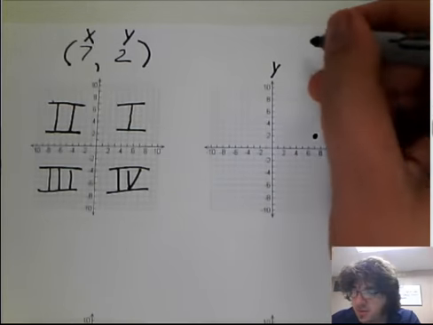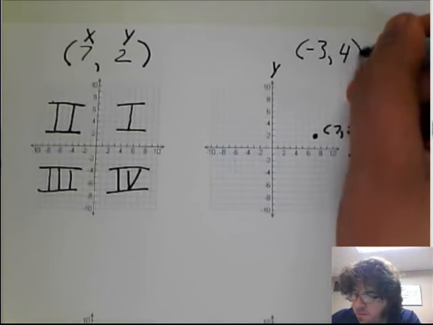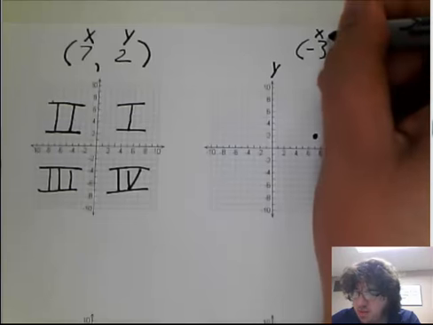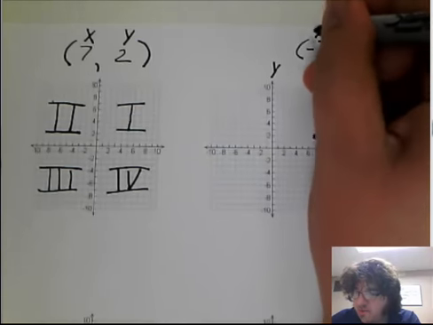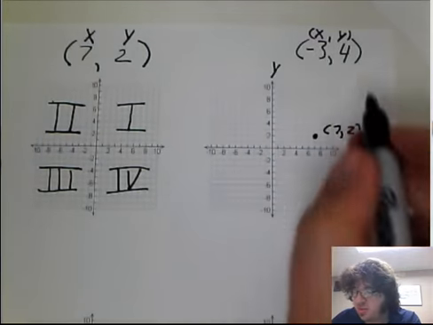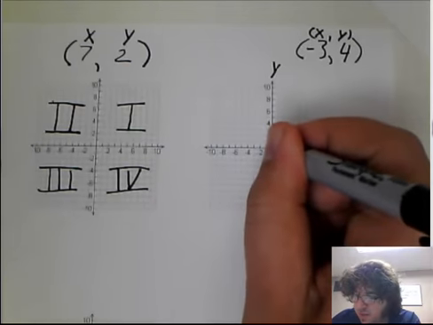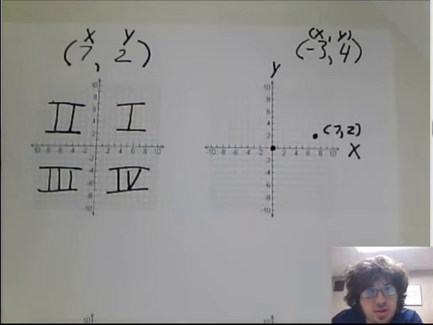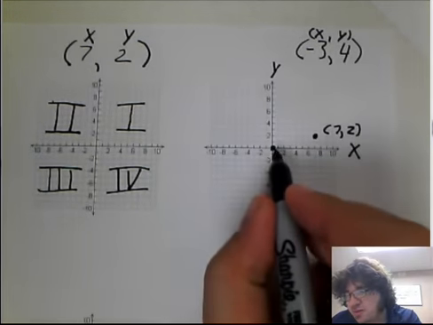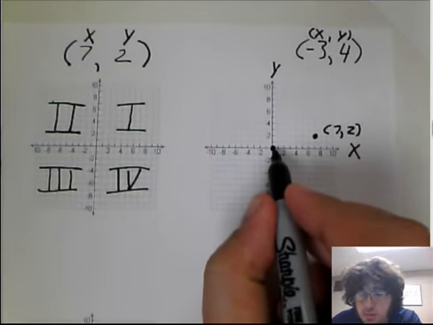Okay, let's look at a different one. Let's say (-3, 4). Okay, so my first number is my x point, my second number is my y value, as always. So I have a -3. I'm going to come to the negative side of the x-axis, because this spot right here is called the origin, and that's the point (0, 0). So everything starts from here.